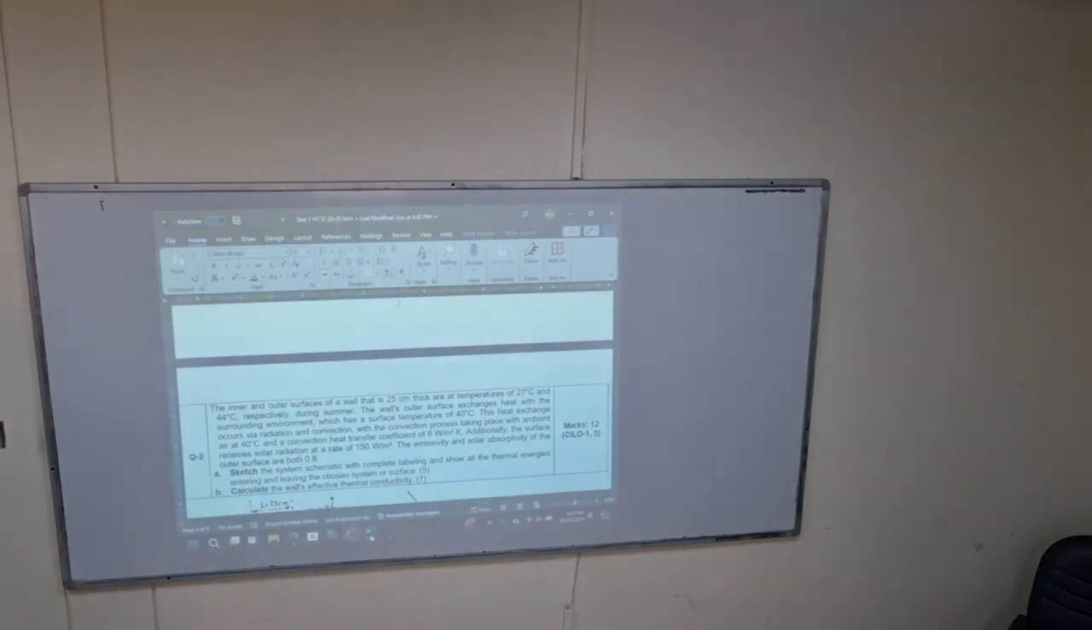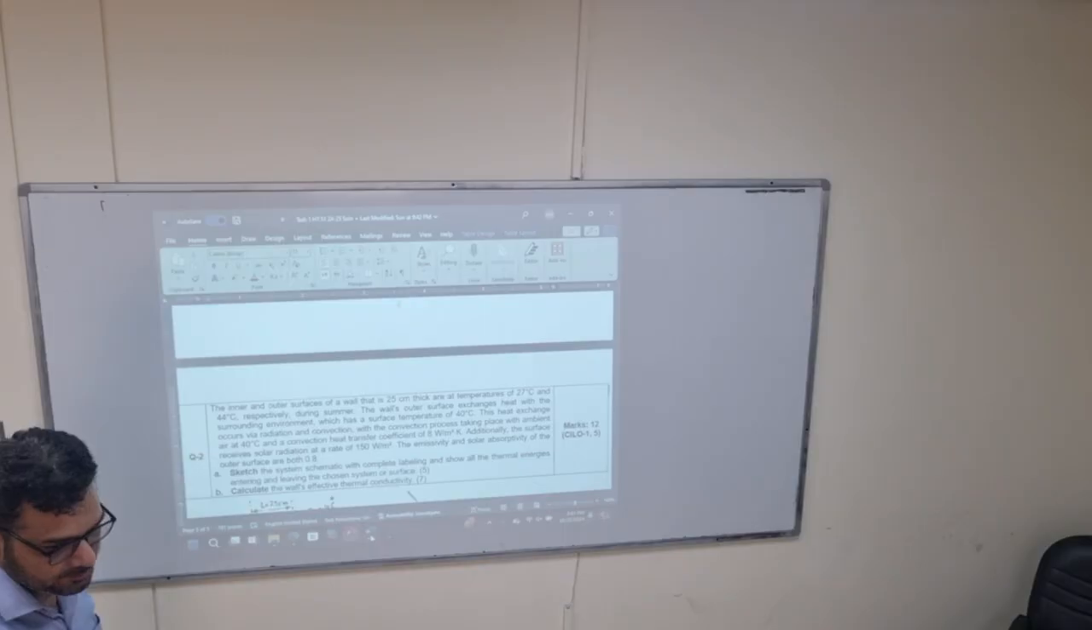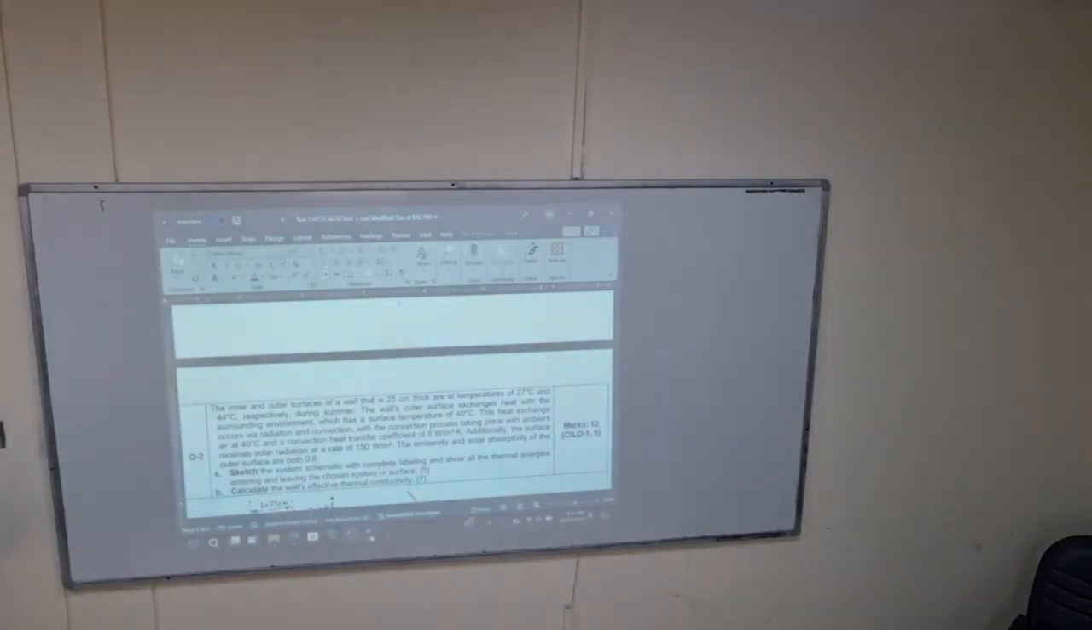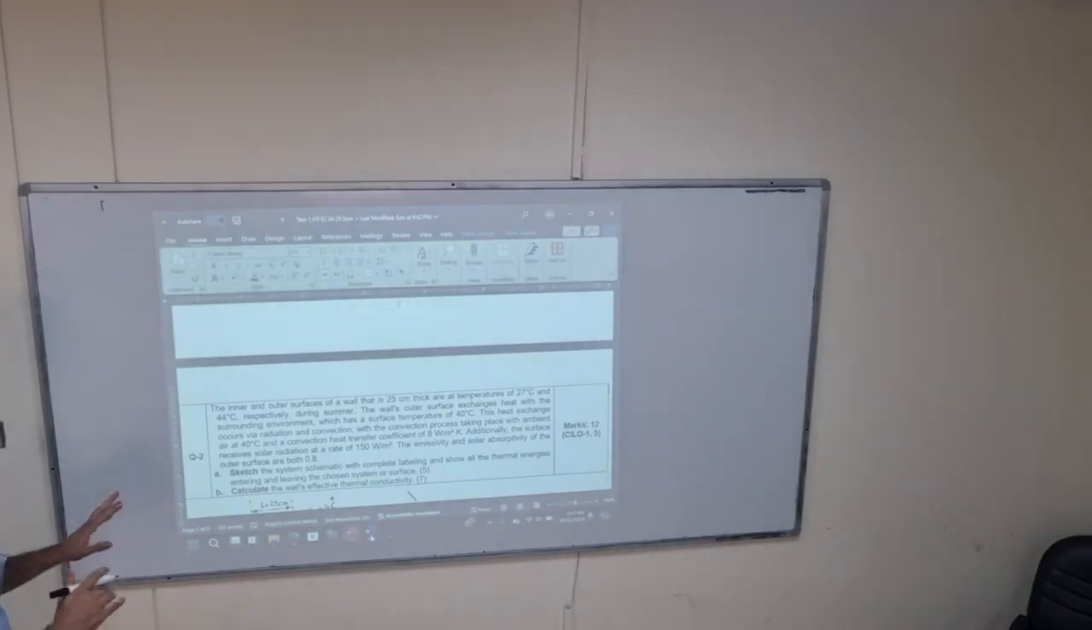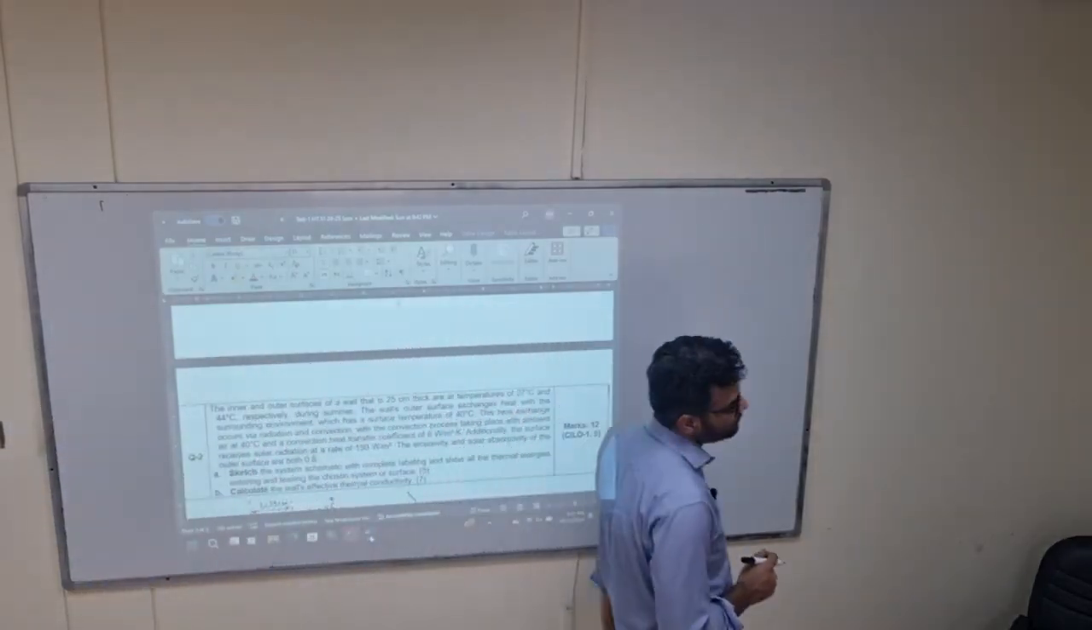Okay, let's solve a numerical from the exam, Test 1. Question 3 was exactly from the slide, right? Question 2, let's solve it. I will solve it in our own way. There is a solution available in the solution manual, but let's see how we will solve it.